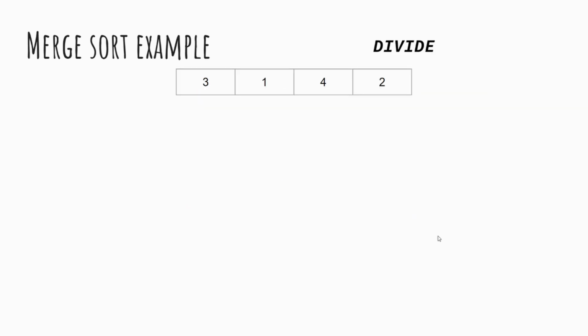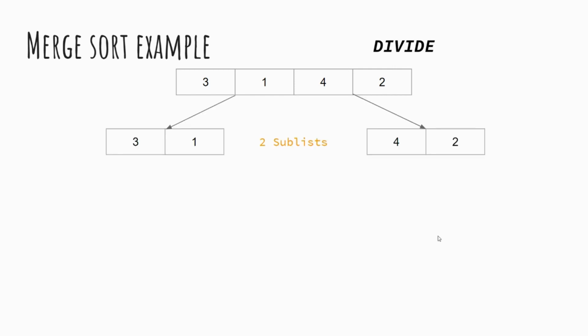So here is an example. We're going to start with our dividing method. Now, this is the same list that we've used for our bubble sort, 3, 1, 4, 2, so you can see a comparison as to how efficient this is. The first thing we do is we find the midpoint of our list and we split it. So we end up with two sublists. And you can see that we've got 3 and 1 and 4 and 2 as our two sublists.